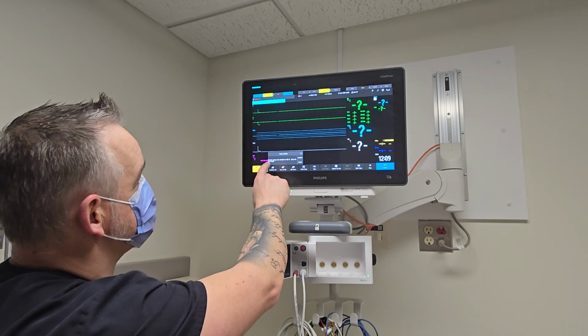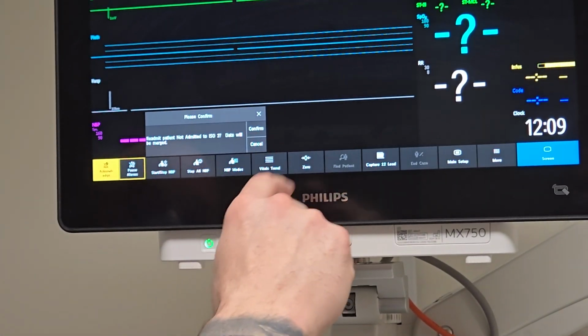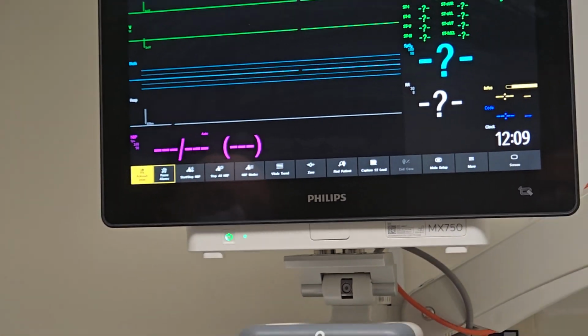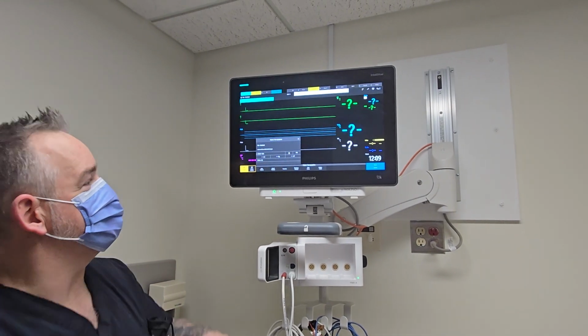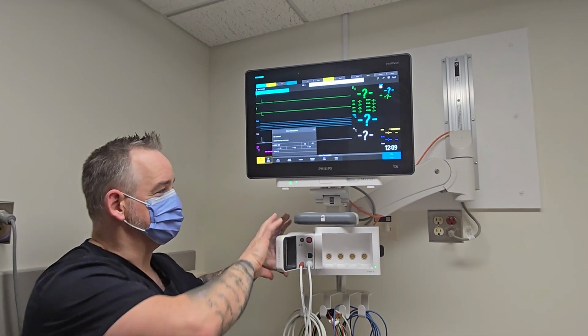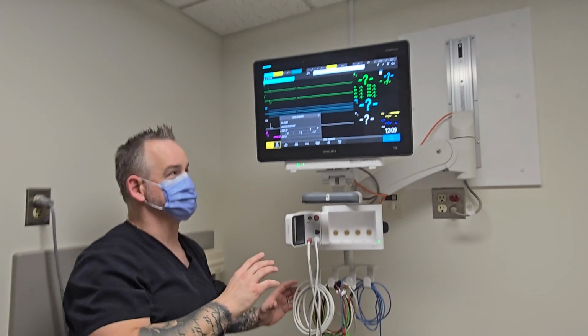And again, it's going to ask me to readmit patient isolation 2. I'm going to confirm that. And then it's now going to bring over all of the information into the box with the patient.